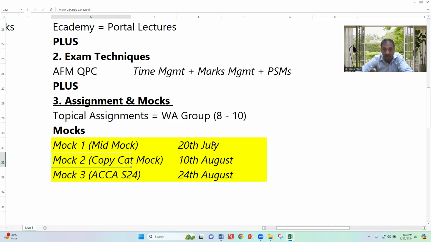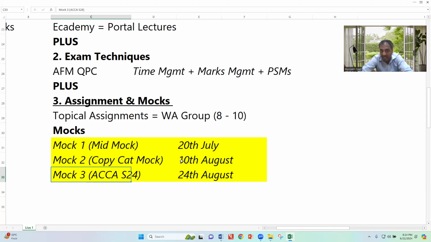Mock 2, what is the name of mock 2? Can you please share the name with me? Can you write it and reply to me? Copycat mock. Yes, copycat mock. Mock 2, copycat mock, I will conduct on 10th of August, Saturday.